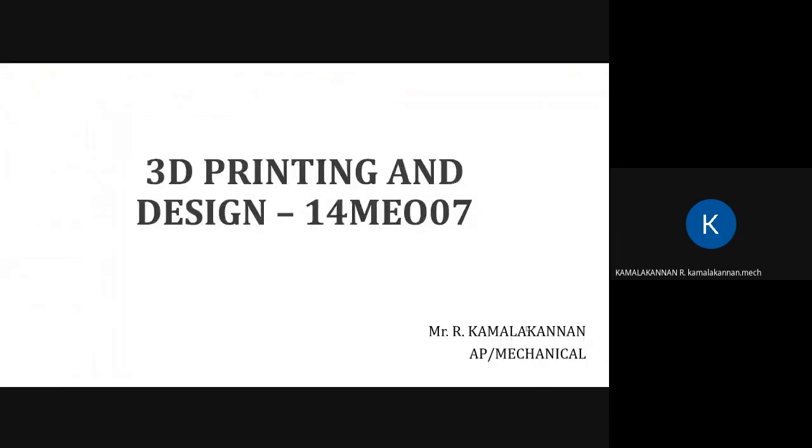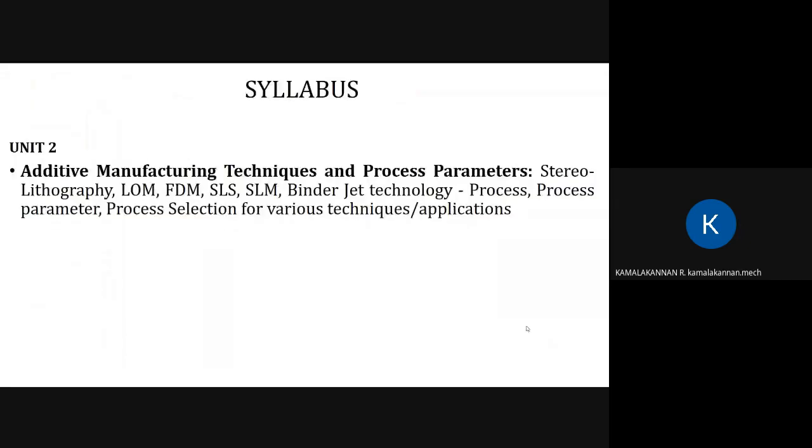Guys, unit two is an important unit compared to all the other units, because here you are going to learn all the technologies and their parameters. The important additive manufacturing technologies you are going to learn are stereolithography, LOM, FDM, SLS, SLM, and binder jet technology. These are some of the popular technologies used in additive manufacturing. That is what you are going to see today.